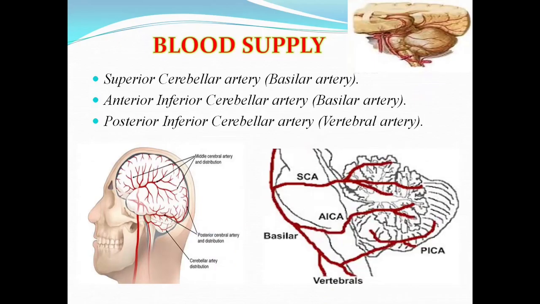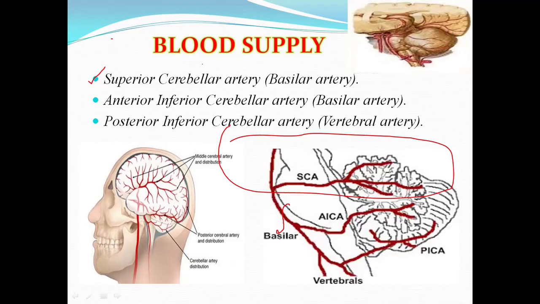Then we talk about the blood supply. As I mentioned initially when we were studying the external features, the horizontal fissure differentiates the cerebellum into a superior half or upper half and an inferior or lower half. So now basics: the right and left vertebral arteries join together to form the basilar artery. The basilar artery gives one branch called the superior cerebellar artery, which supplies the superior or upper half of the cerebellum. So this is where you remember the superior half of the cerebellum has been supplied.